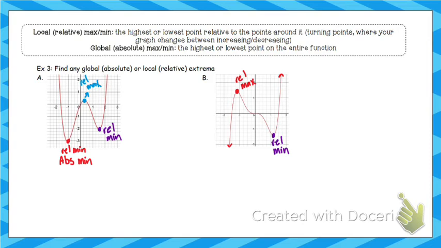Now, one special part about this graph, this little curve here in the middle, sometimes people think that that's a min or a max. That's not. It actually has a special name called a point of inflection. But that point is not a relative min or max. It's not a min or a max. It doesn't change from increasing to decreasing. We don't need to label it as anything. This graph as well does not have any global min or maxes because it continues to infinity in both directions.